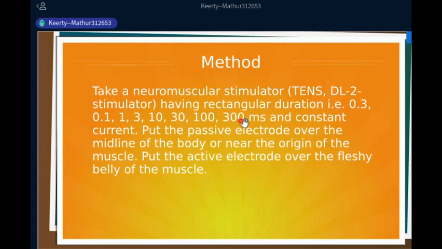We'll record the corresponding variation in the current, and then we'll reduce the duration to 100 milliseconds. Means we are starting with 300 milliseconds, then gradually we will decrease the duration, and the corresponding variations in the intensity of current will be recorded, and then after getting the whole set of readings, we'll draw the graph between the variables of the x-axis and y-axis.